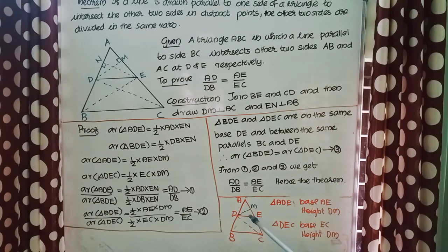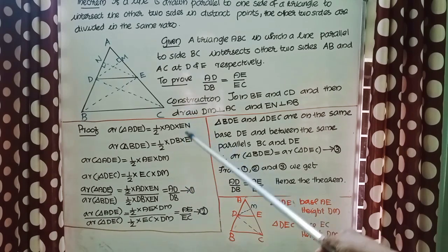And the other triangle is triangle DEC. Here base is EC. Height is same as for the triangle ADE. It is DM. Because we can draw only one perpendicular line from one point to a line segment. So this height is common for both these two triangles, triangle ADE and triangle DEC. So area of triangle DEC equal to half into EC into DM.